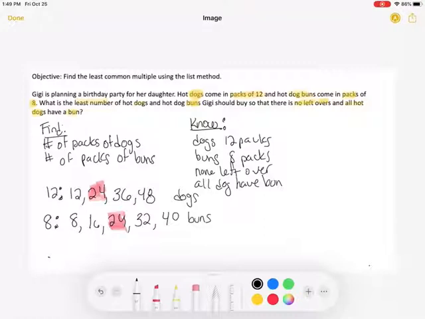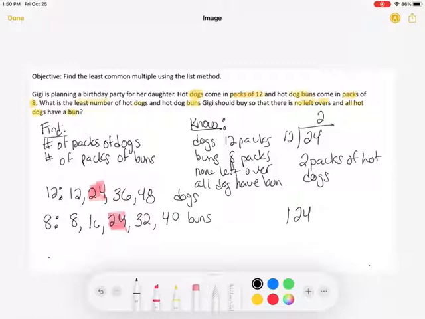But now I've got to figure out how many packs, because I can't just go to the store, open up a bunch of packs, pick out 24 hot dogs, and expect not to be arrested. So what I need to do is divide 24 dogs by how many dogs come in a pack. There's 12 per pack. 24 divided by 12 is 2. So 2 packs of hot dogs will give me 24 hot dogs total.